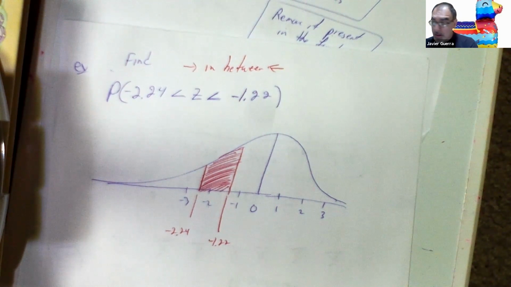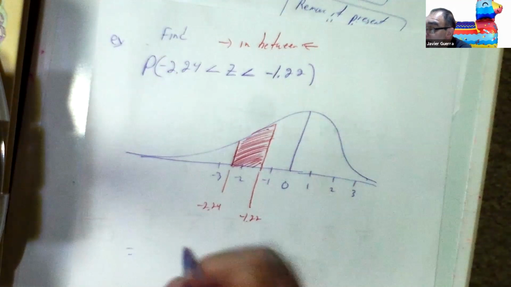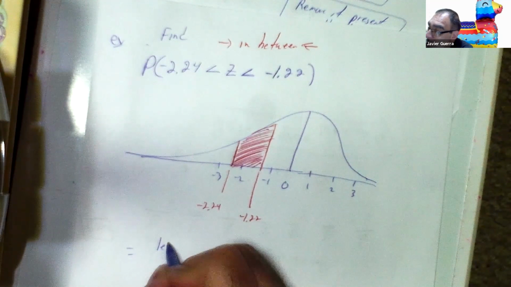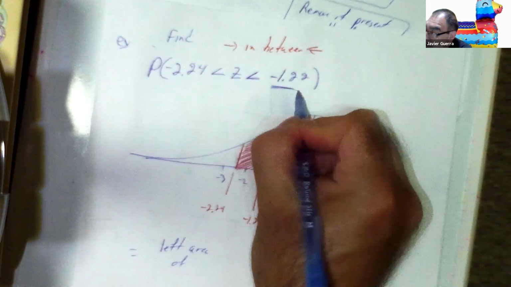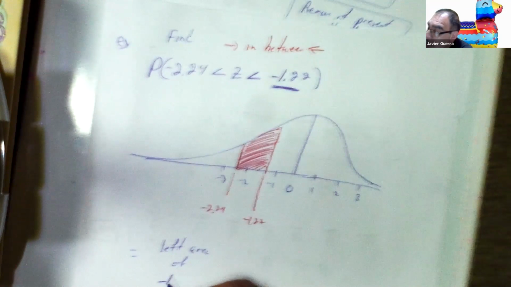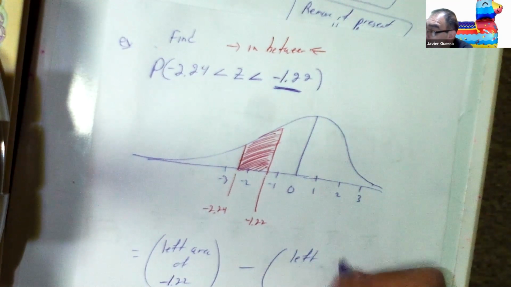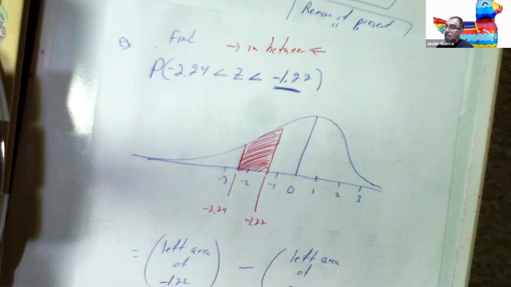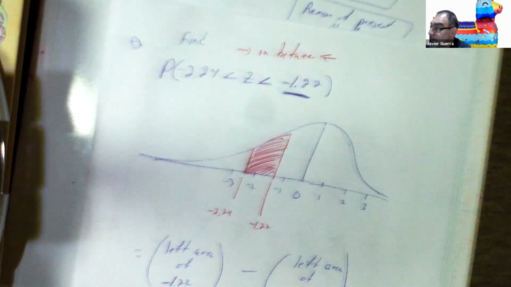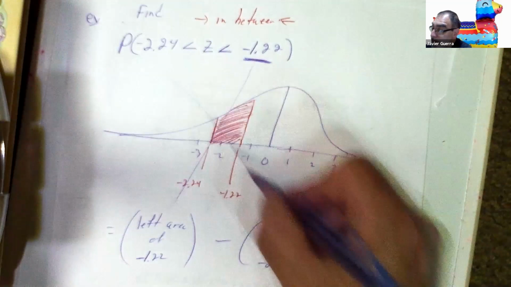Woo! Okay. Right. So now we're gonna find the area in between, which means I gotta look up the left area. I gotta put the bigger number first, so I gotta put this one first: -1.22. And then I gotta look up the left, to the left of -2.24. That goes first. That goes second. Anyways, that's how that works.